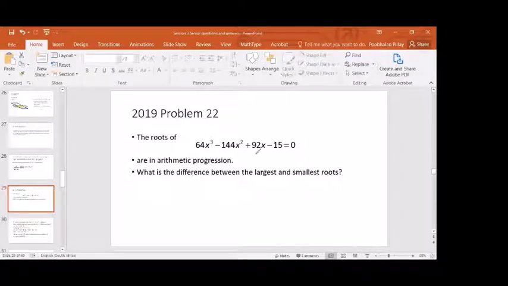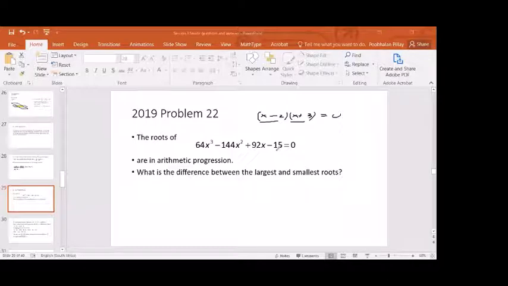Let's read this thing. The roots of this cubic polynomial, that means the solutions of this equation. It's got degree 3, so there are 3 solutions to this. And how do you find the 3 solutions? You have to factorize this, like how you find the solution of a quadratic: factorize it, make this equal to 0, make that equal to 0, and you get the solutions. So that's the way to do it.